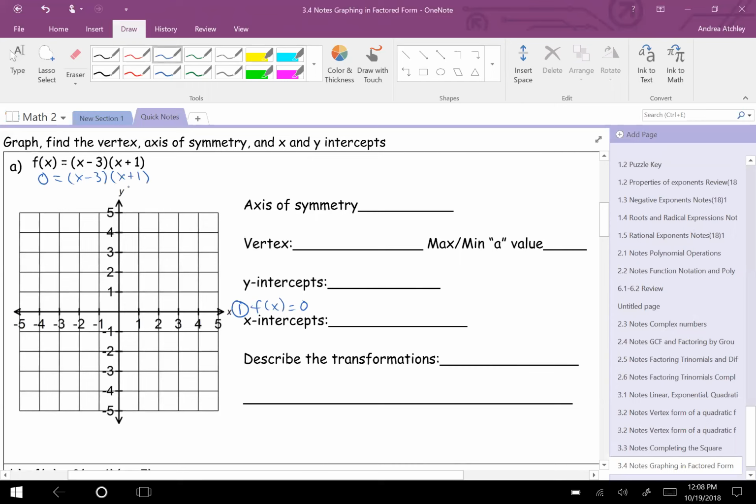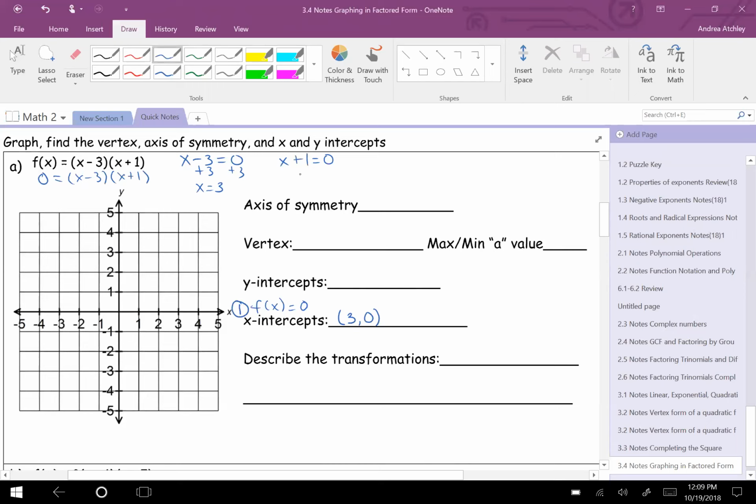If I have an equation that equals 0, that tells me that one of those factors has to be 0. So x minus 3 will have to equal 0, or x plus 1 will have to equal 0 in order to get 0. Or they both can equal 0. So then you just solve for x on this. We're going to add 3 to both sides. That gives me x equals 3. So my first intercept is 3 for x and 0 for y.